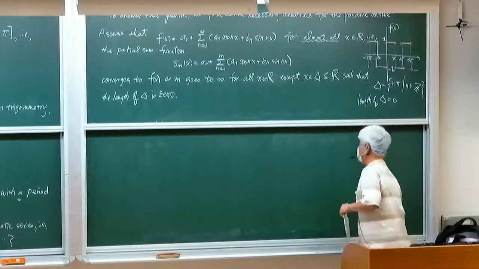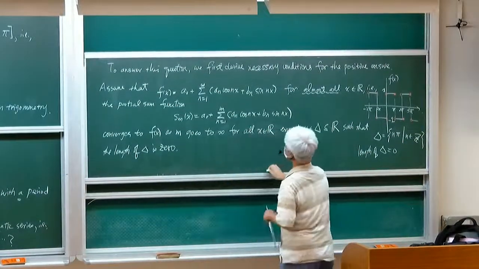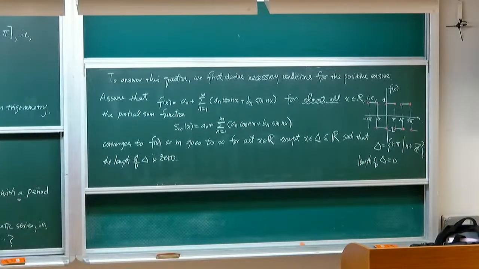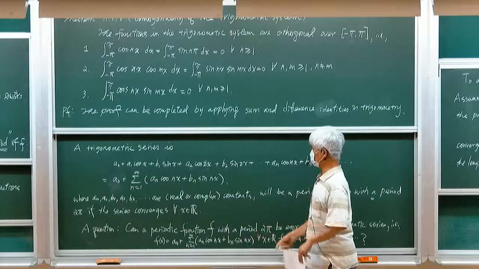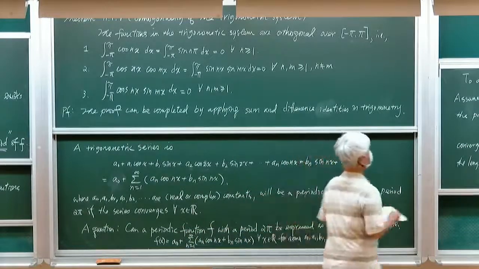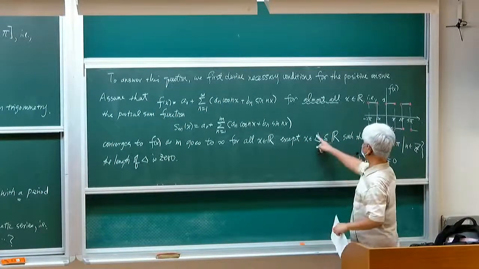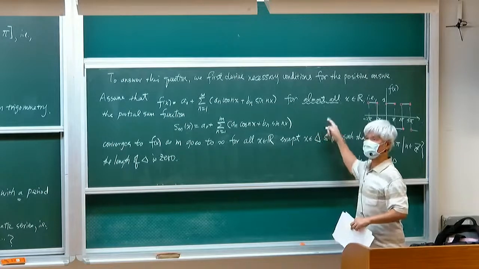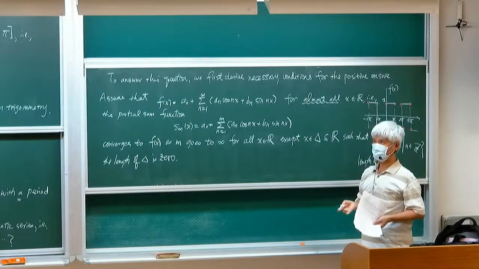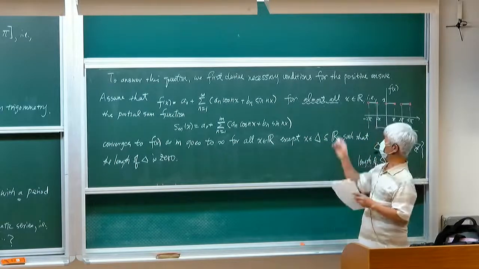Of course, a strong version means that f of x is equal to this trigonometric series for all x, which is much stronger than the statement here for almost all. If the subset delta is the empty set, then of course almost all becomes all.